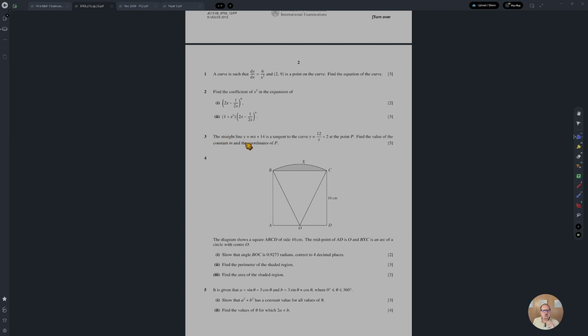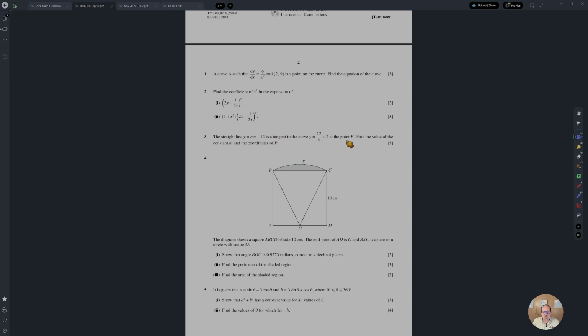The straight line y equals mx plus 14 is a tangent to the curve y equals 12 over x plus 2 at the point P. Find the value of the constant m and the coordinates of P. Okay, so you have part of the equation of a straight line. You are missing the gradient. You already know the y-intercept. And you know that this line is tangent to this curve at this point P.